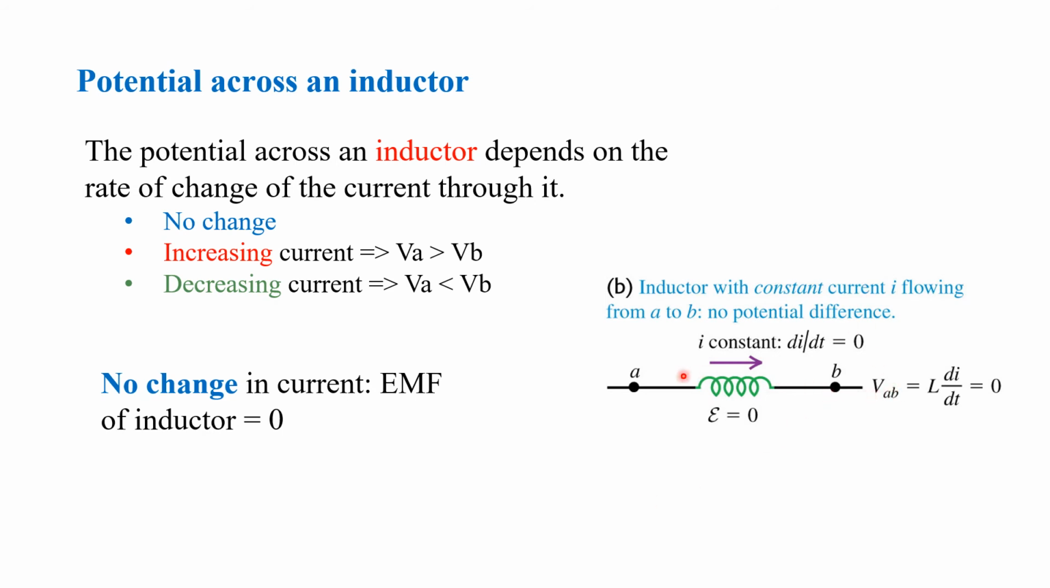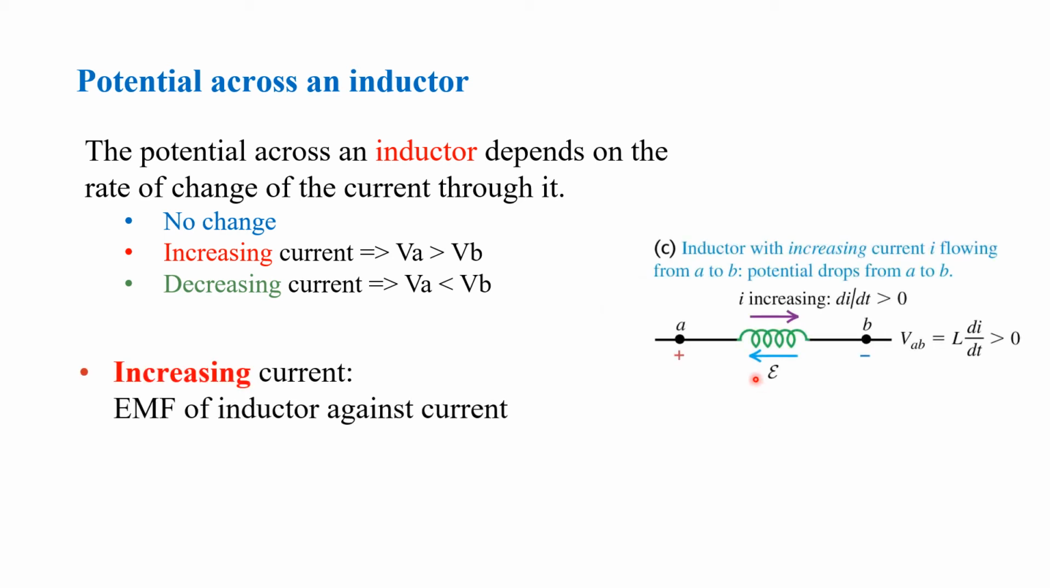So again, if there's no change in current in your circuit, let's say for example, you just have a constant I here, your dI over dt is equal to zero, then your L times zero is equal to zero, thus the potential across your inductor here is equal to zero. The EMF of the inductor is zero.